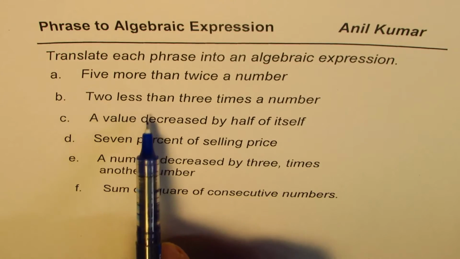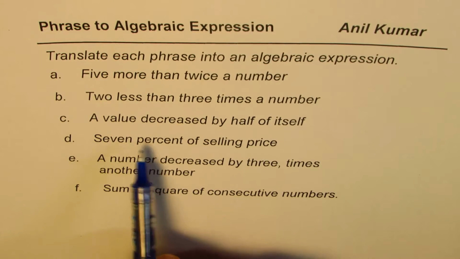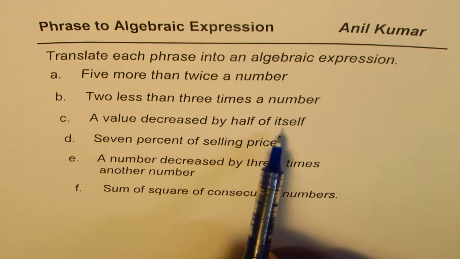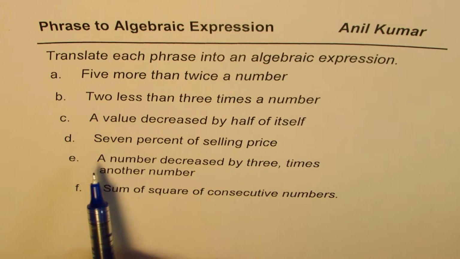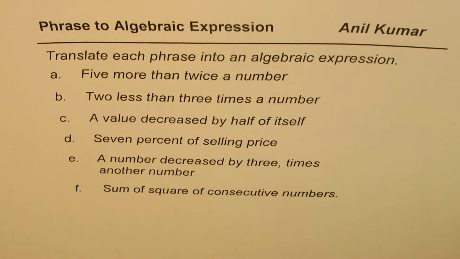B. 2 less than 3 times a number. C. A value decreased by half of itself. D. 7% of selling price. E. A number decreased by 3 times another number. F. Sum of square of consecutive numbers. You can always pause the video, answer this question, and then look into my suggestions.